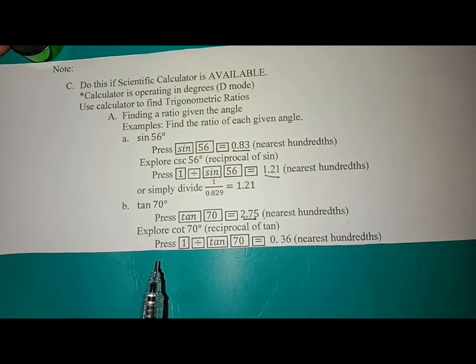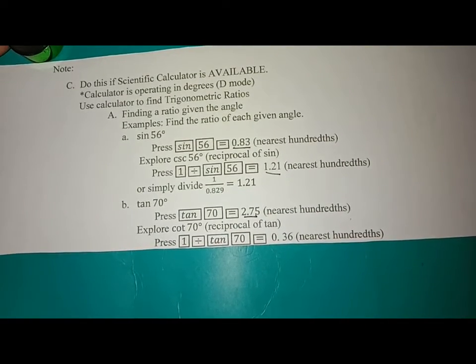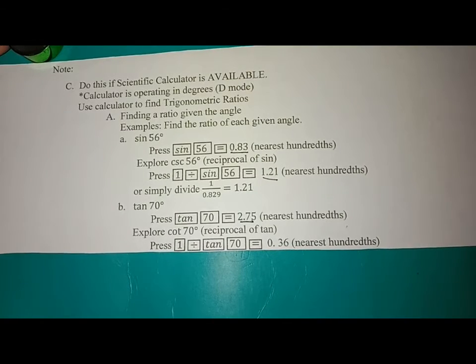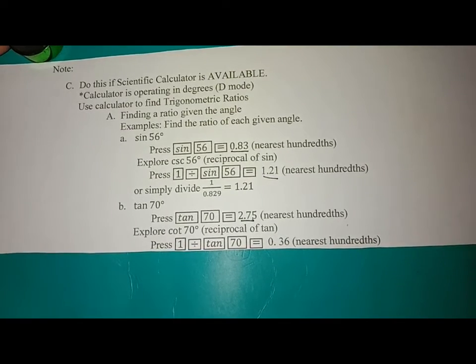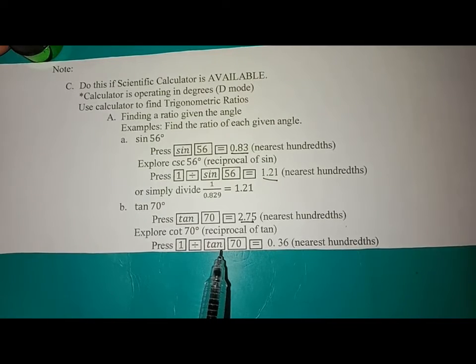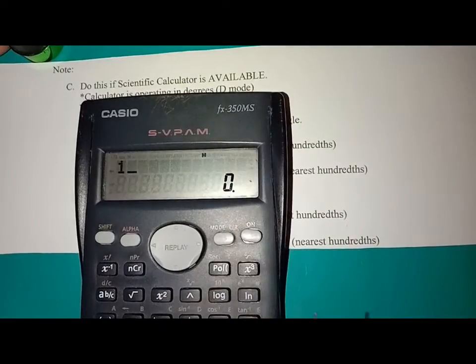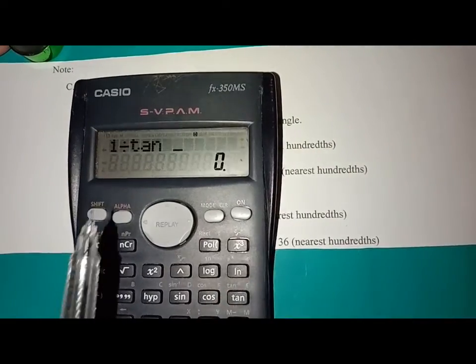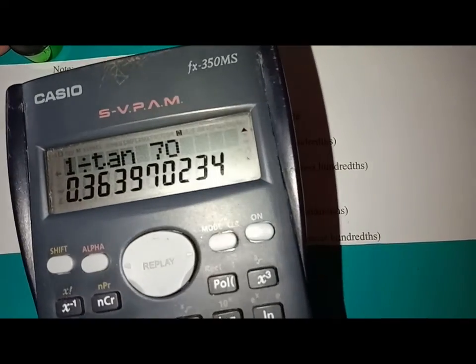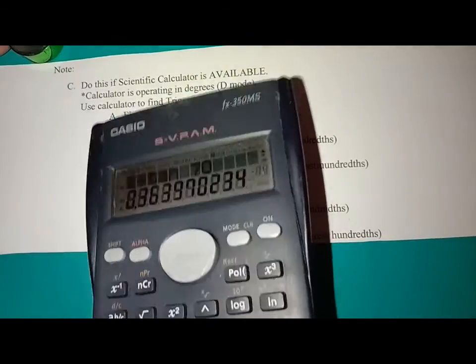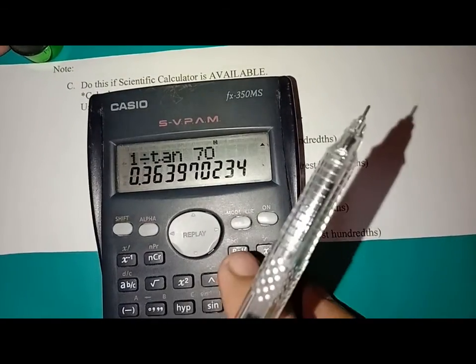Next, cotangent 70 degrees. That is the reciprocal of tangent. The reciprocal of tangent is cotangent, and the reciprocal of cotangent is tangent. So press 1 divided by tangent 70 degrees, or 1 divided by tan 70 equals 0.36. That is to the nearest hundredths. Press 1, then the division sign, then tangent 70, then press equals. You get 0.363970234. Since it is to the hundredths place, it is 0.36. So that is your answer.